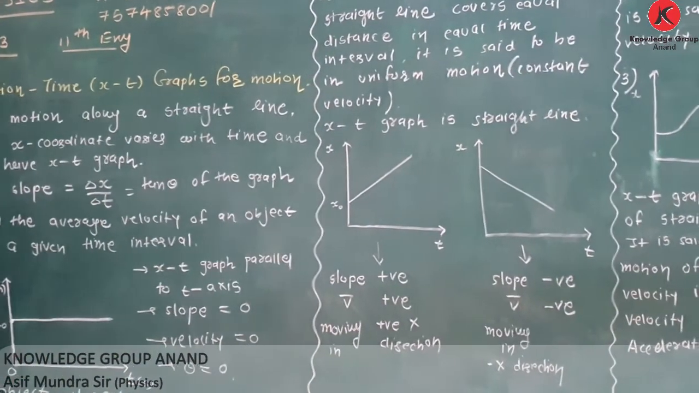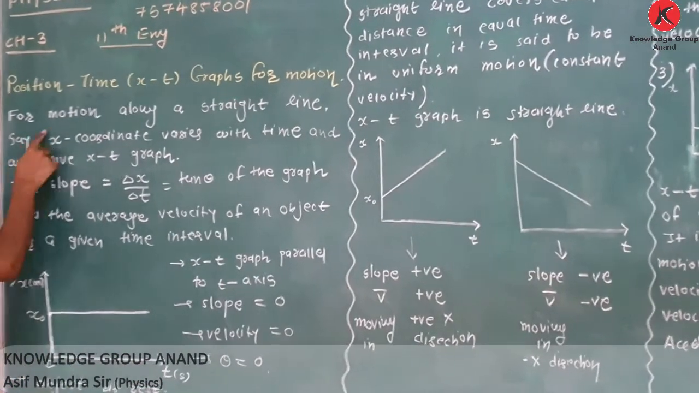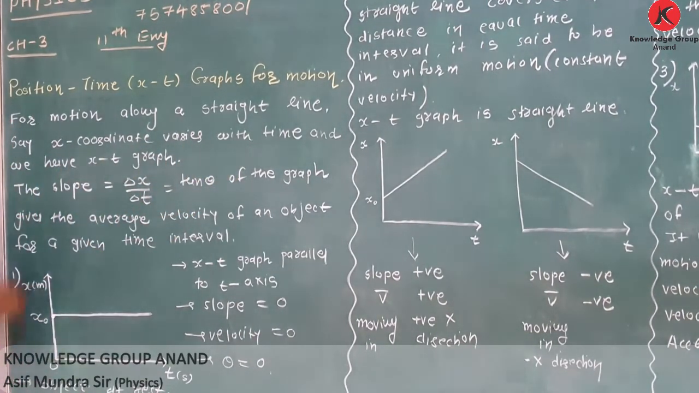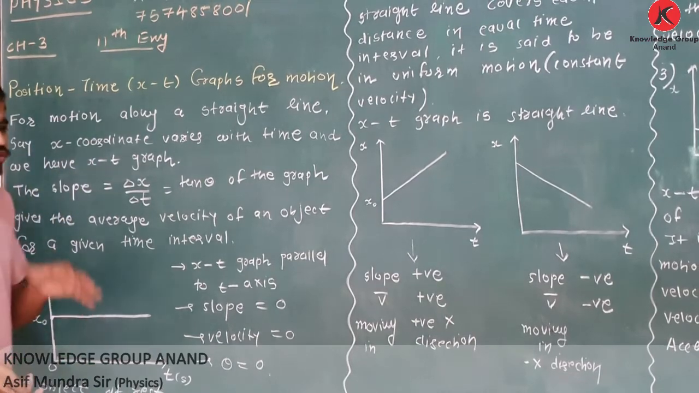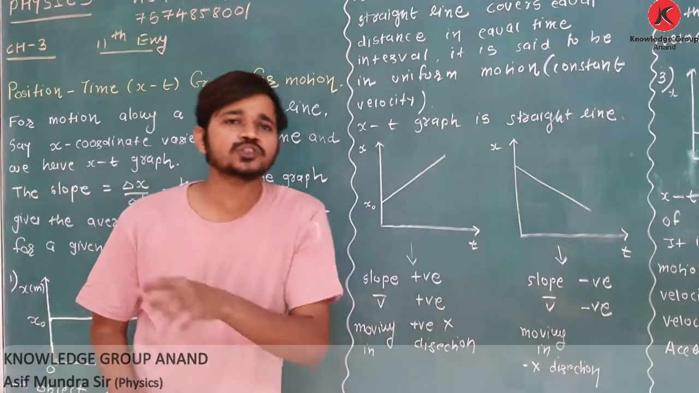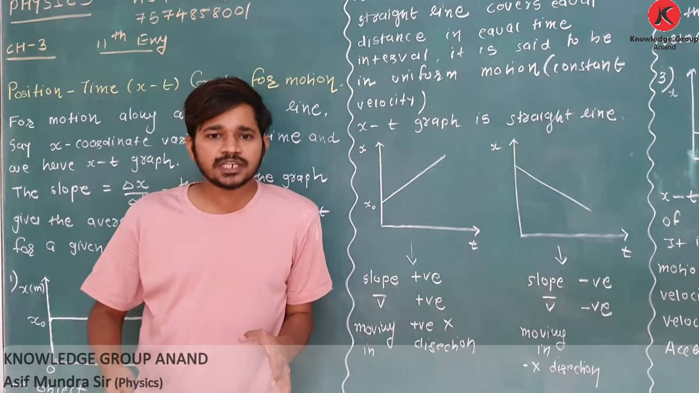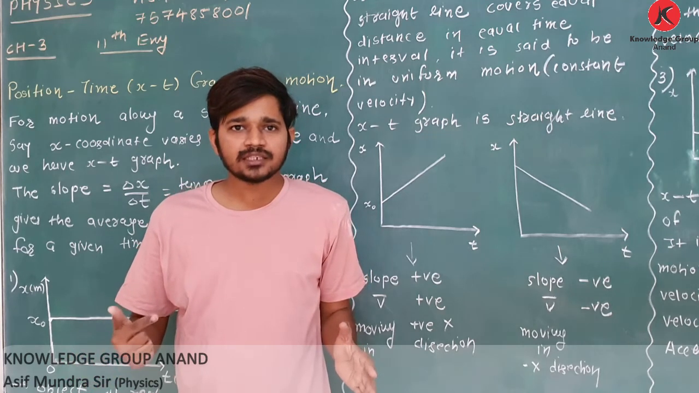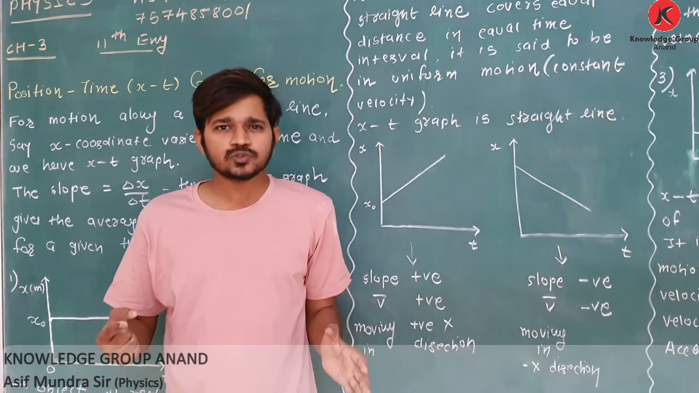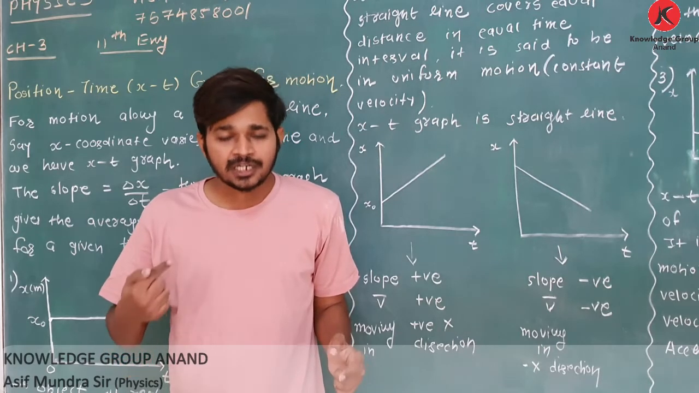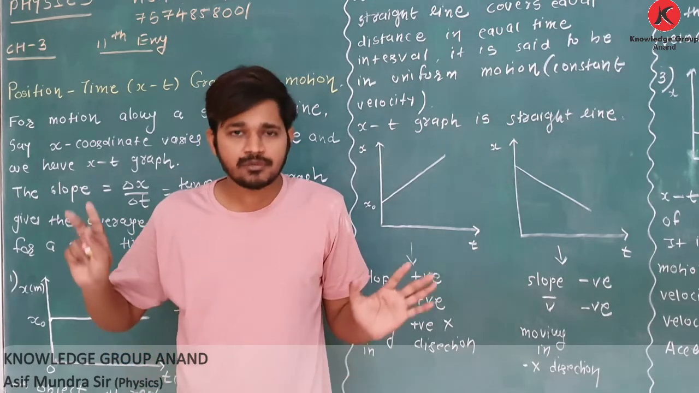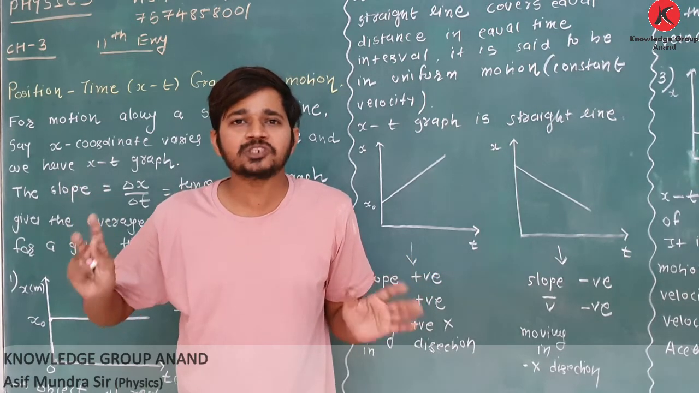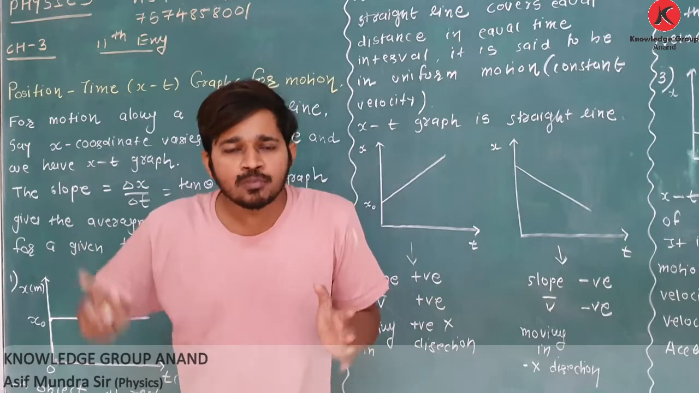See, first of all, how to draw any graph. For motion along a straight line, say the x coordinate varies with time, and we have the x-t graph. First of all, you have to observe motion. If you want to study any object, for example me, right now, as time is varying, t is equal to 0 second, 1 second, 2 second, 3 second, 4 second, but my position remains the same. I am here. I am not changing my position.